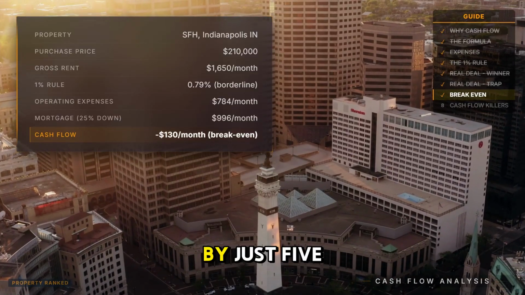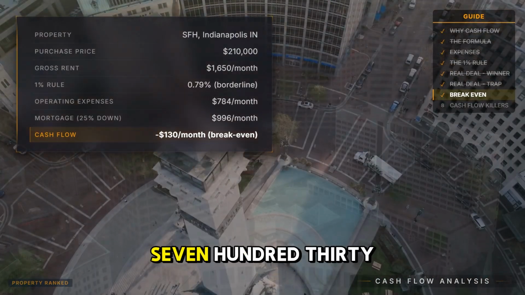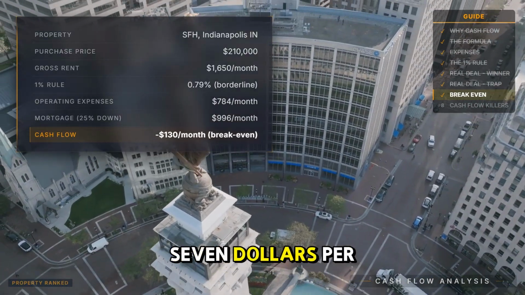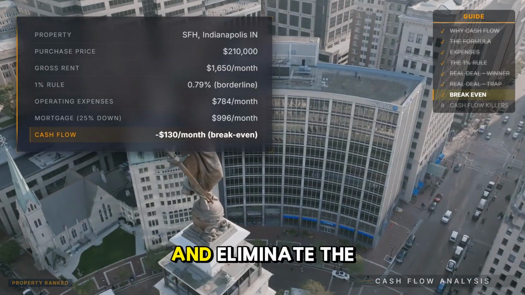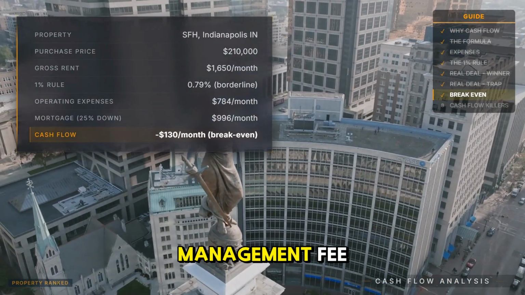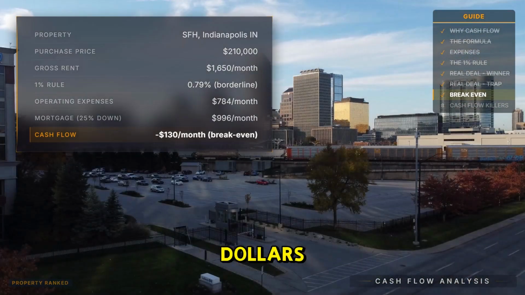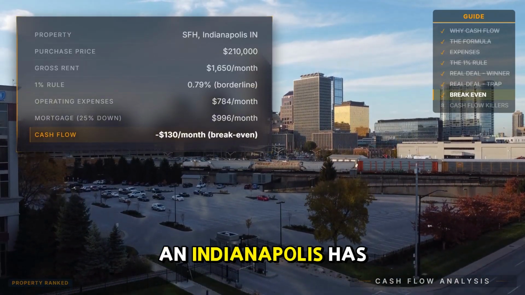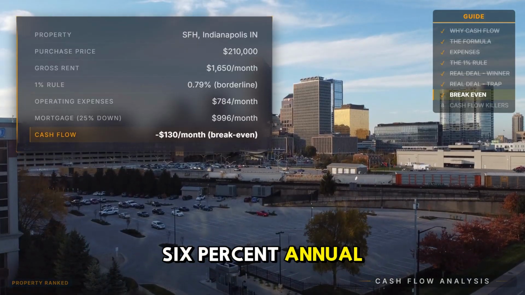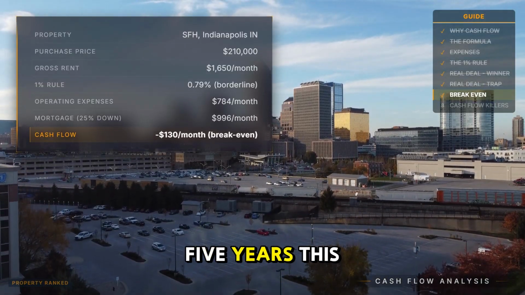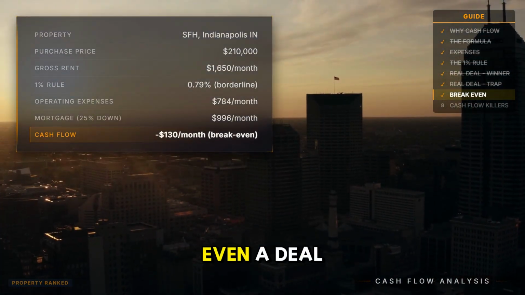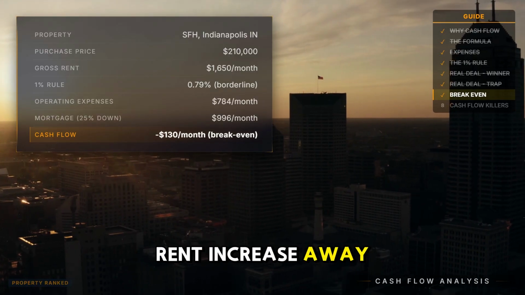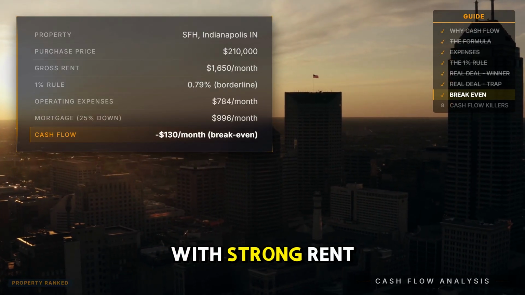If rents increase by just 5% to $1,733, this property flips to positive $47 per month. If you self-manage and eliminate the 8% property management fee, you save $132 and the property cash flows $2 per month right now. And Indianapolis has seen 4 to 6% annual rent growth over the past 5 years. This is what I call a strategic break-even, a deal that does not cash flow today, but is one rent increase away from profitability in a market with strong rent growth.